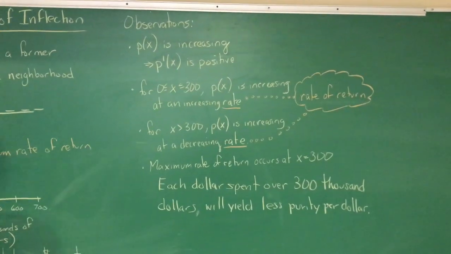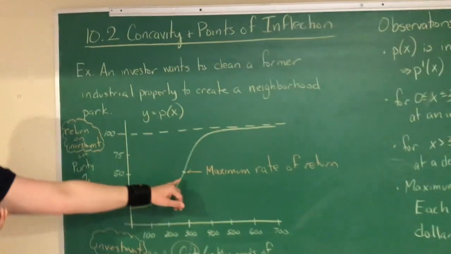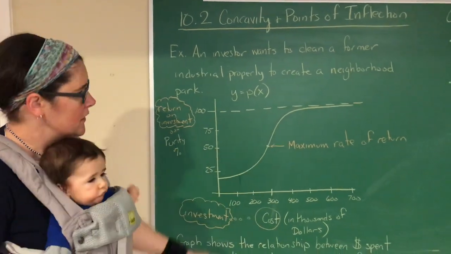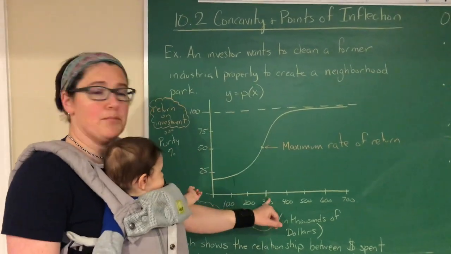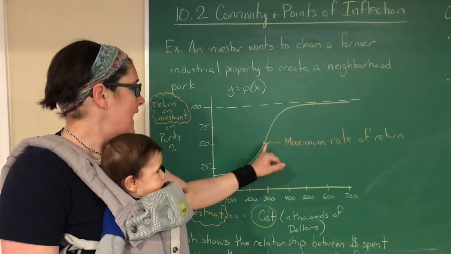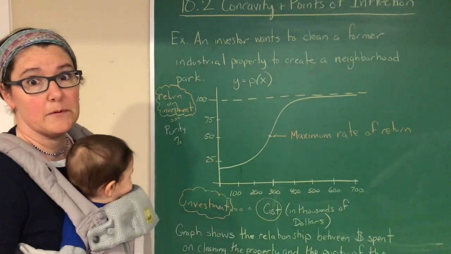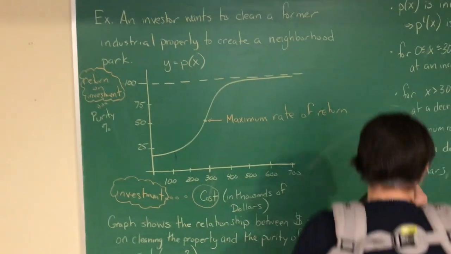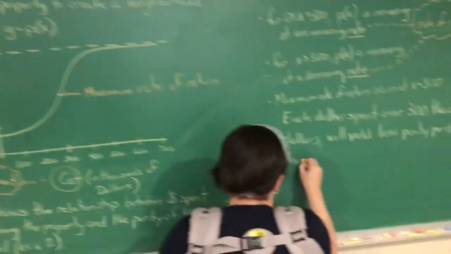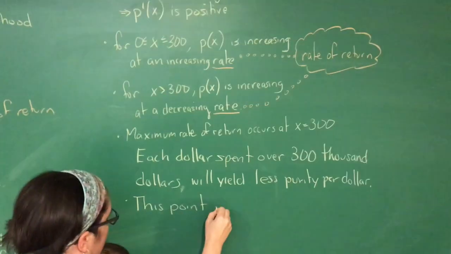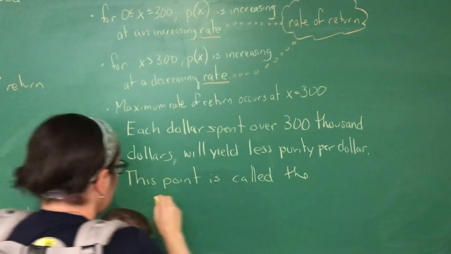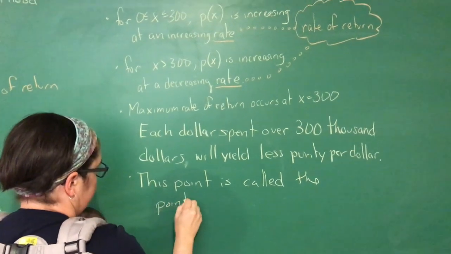Another way to say that is that we get our biggest bang for our buck right at this maximum rate of return. So we get the most purity per dollar invested at this maximum rate of return. Another piece of language for this is that this point is called the point of diminishing returns.